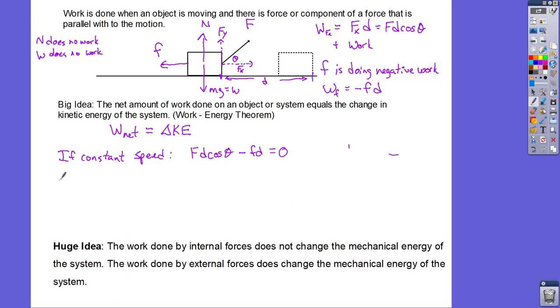If it's accelerating to the right, then that means F d cosine theta minus the friction force times d is going to end up being our change in kinetic energy, or 1/2 m vf squared minus 1/2 m vi squared.